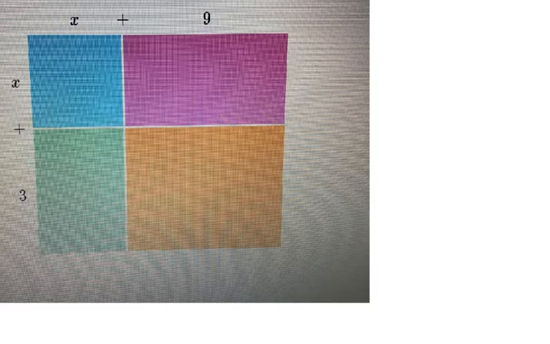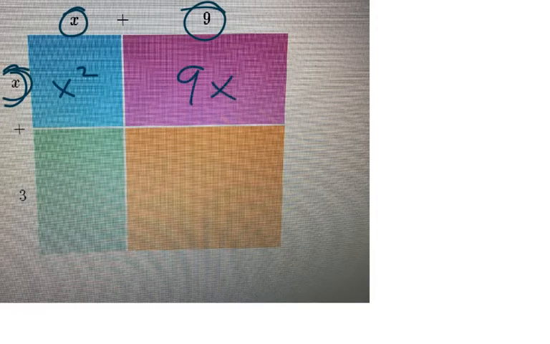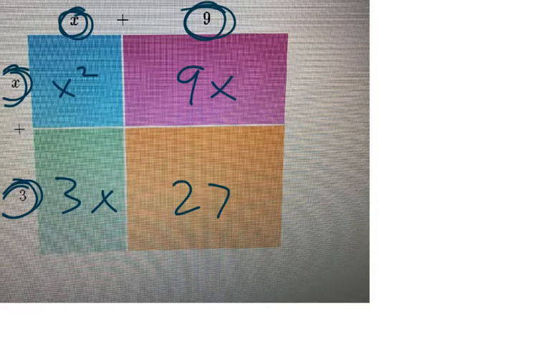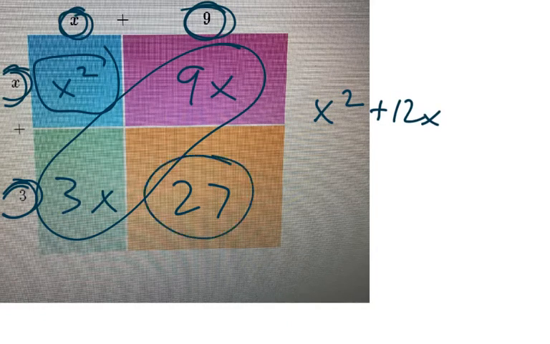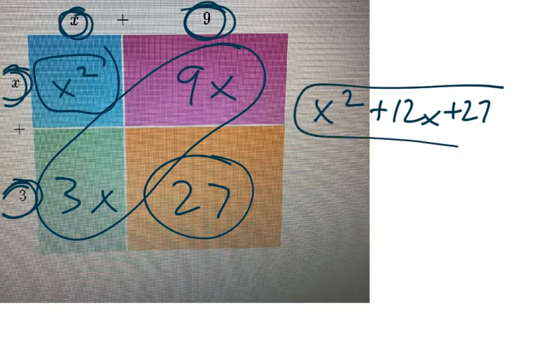So how would I do this one? Well, they already have it set up in a model. I'm just going to do x times x is x squared. I'm going to do 9 times x is 9x. I'm going to do x times 3, which is 3x. And finally, I'm going to do 9 times 3, which is 27. And so my final answer is going to be x squared. I'm going to put my x's together. 9 and 3 is 12x. And finally, I have my constant 27. And that's what you're going to type in the empty box down there.